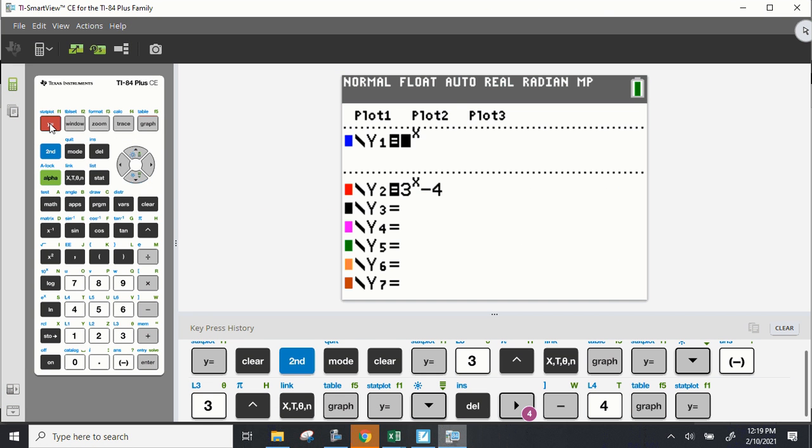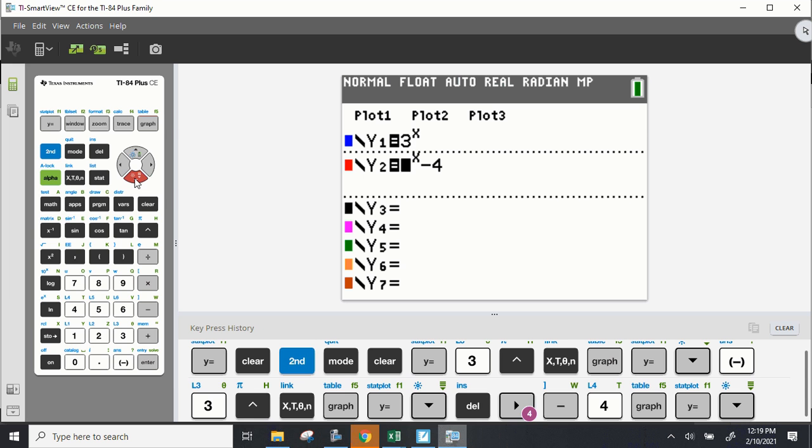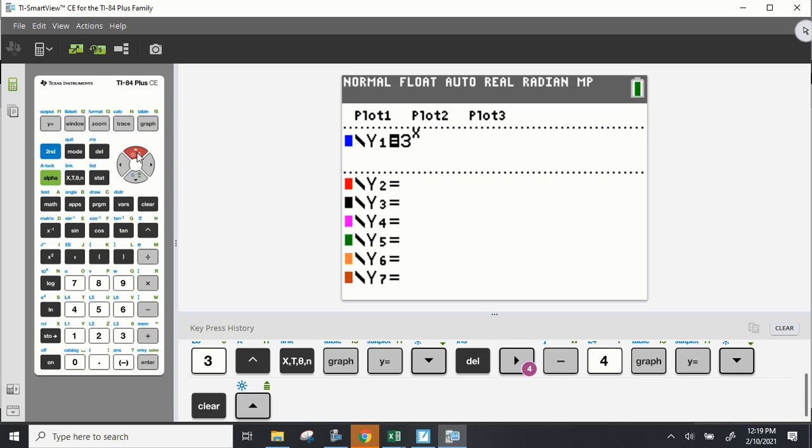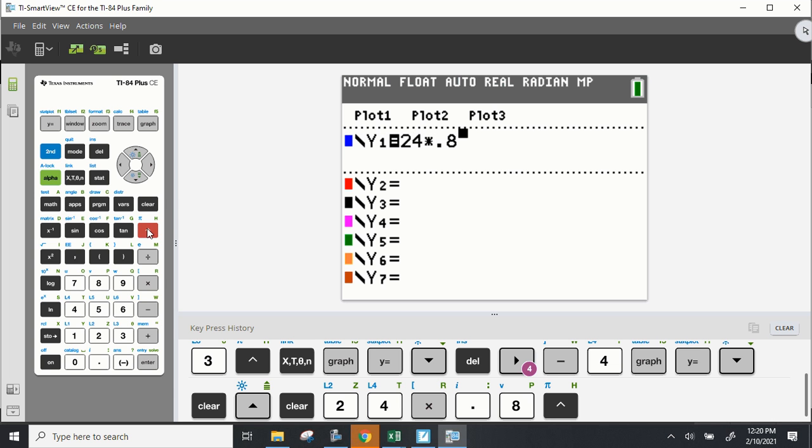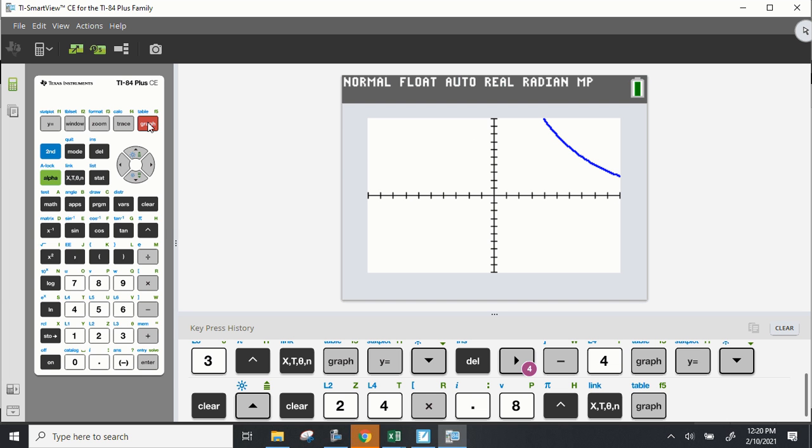All right, let's get rid of these things real quick. And then let's go ahead and graph what we have. It is y equals 24 times 0.8 to the x power. 24 times 0.8 raised to the x power. And we're going to hit graph. And it's going to give us kind of just a piece of it.